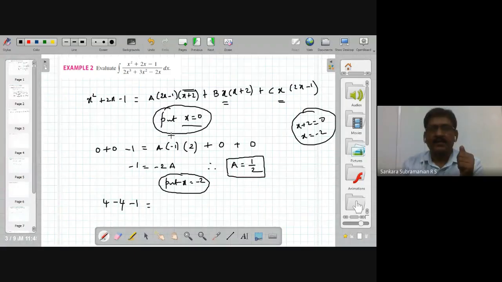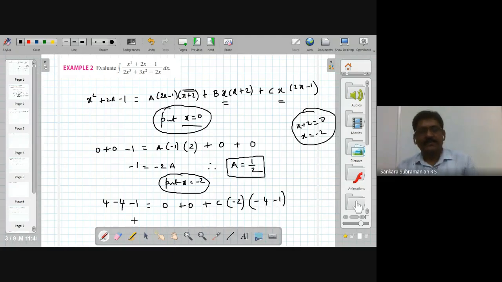Minus 1. And to the right, if I put x equal to minus 2, the first term becomes 0, the second term becomes 0, and in the third term I have the value for x equal to minus 2. This is minus 2 into minus 2 plus 2, which is minus 4, minus 1, right? So I can find minus 1 on the left hand side. This is actually minus 4 minus 1, which is minus 5. Minus 5 multiplied with minus 2 gives plus 10c.